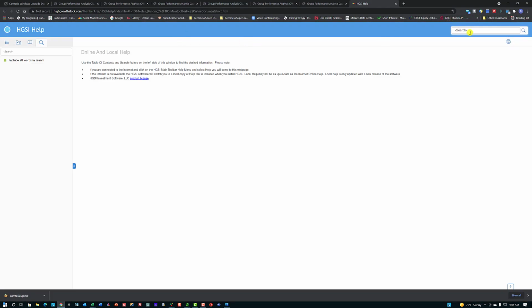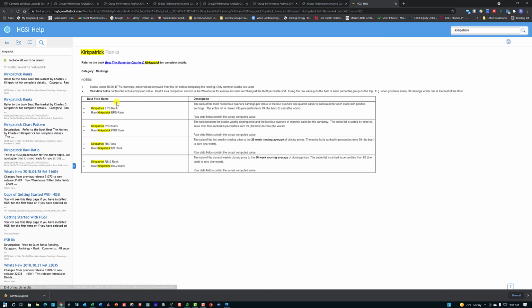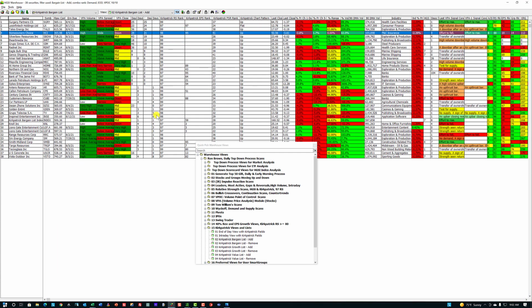So table of contents, Kirkpatrick. His EPS ranks, the ratio of the most recent 4 quarters earnings per share to the 4 quarters 1 year earlier is calculated for each stock price with positive earnings. The entire list is ranked into percentiles from 99 to 0. So a totally different method, but RS is really the most important thing on any of these stocks.